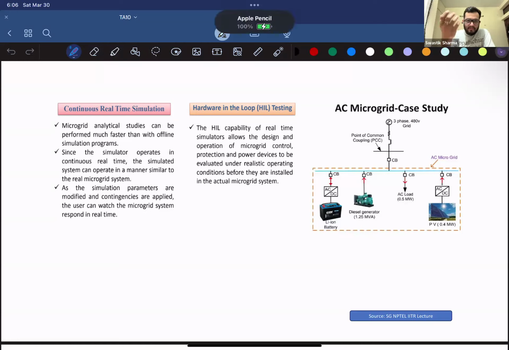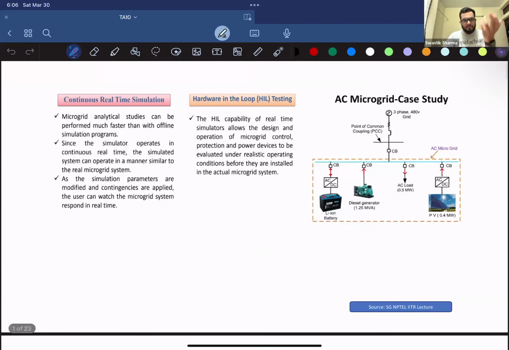When you're presenting some control strategy, you should know if it's able to match the conditions which are there in real time, right? So let's say in your MATLAB program, your solution converged in 5 milliseconds, but can it converge in 5 milliseconds in real time as well? That is something that you test using RTDS.